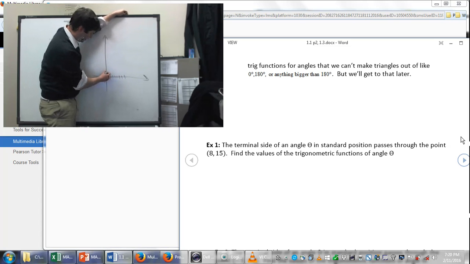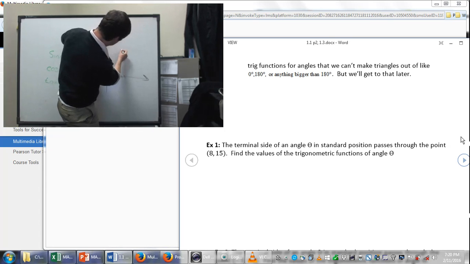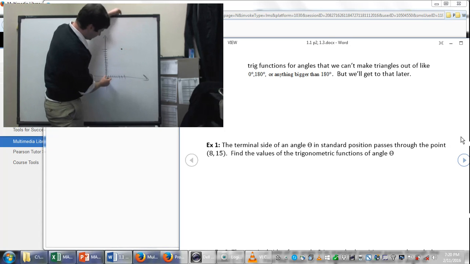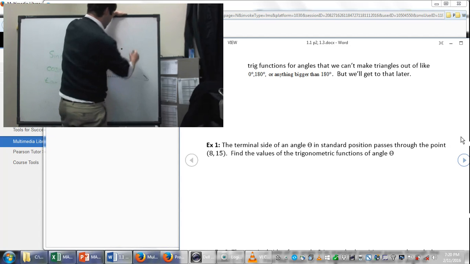And this is part of the definition. And you have to know this as well, that the radius is the square root of x squared plus y squared. If you know that, then you can calculate these even if you can't draw a triangle. So that's really the main power of these.